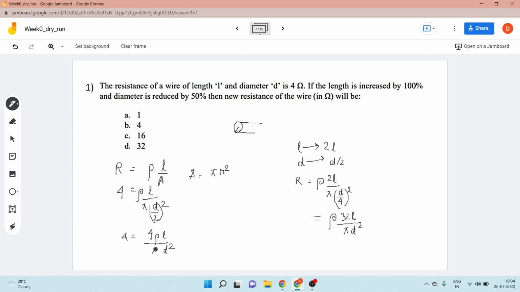Now from here, if we calculate the value of rho L by pi d square, the 4 and 4 will cancel, so we get 1. So if we put this value into the 32 times rho L by pi d square, we get 32 times 1. So the correct option here will be option D, 32. I hope everyone has understood this.